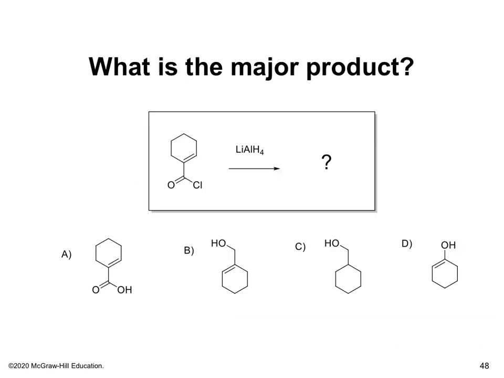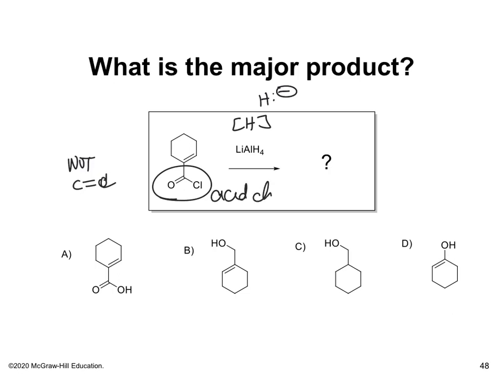All right, so what is the major product? Well, lithium aluminum hydride is a reducing agent. It's a strong hydride deliverer. It's not going to affect the carbon-carbon double bond. That's more of catalytic hydrogenation. You do have an acid chloride, so it's going to deliver twice.